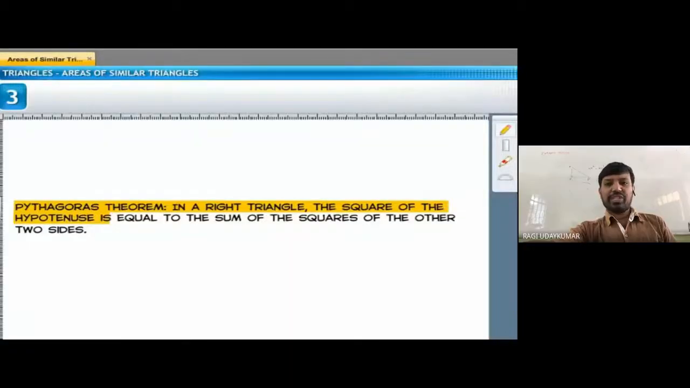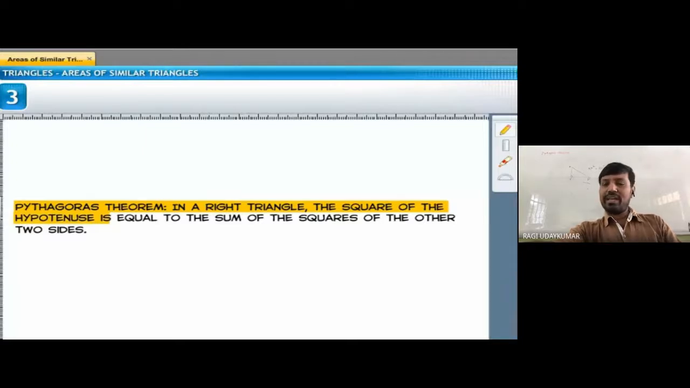So, Pythagoras theorem statement. The statement of the Pythagoras theorem is: in a right triangle. Most of the students will forget to state the right triangle. Simply they'll say that it is a right triangle only. Hypotenuse is there means right triangle only. In a right triangle, the square of the hypotenuse is equal to the sum of the squares of the other two sides.